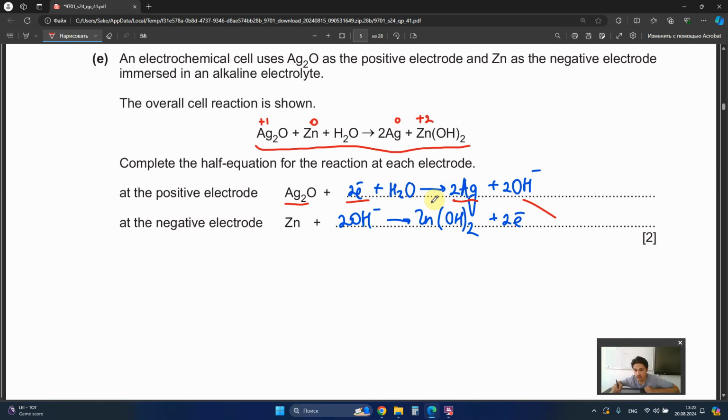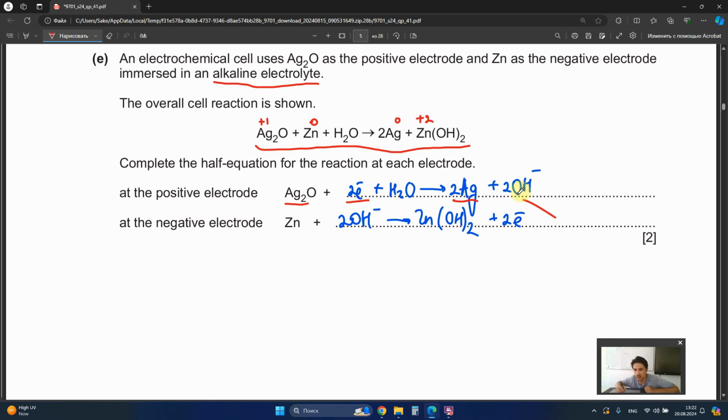Then we have to balance the equation. So we have oxygens in the left-hand side. We don't have any oxygens in the right-hand side. So usually we balance it just by adding water in the right-hand side and hydrogen ions in the left. But you have to pay attention to the conditions given. So you have an alkaline electrolyte. So you can't just add hydrogen ions in this half cell. You can only add water and hydroxide ions.